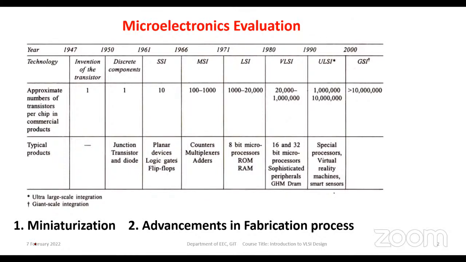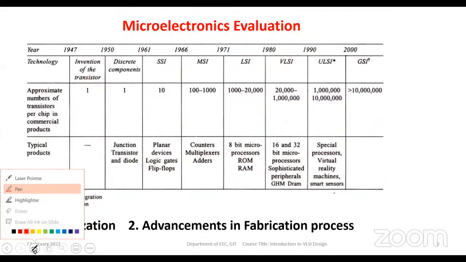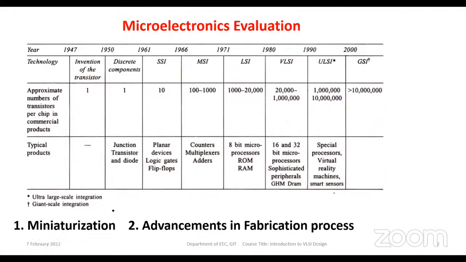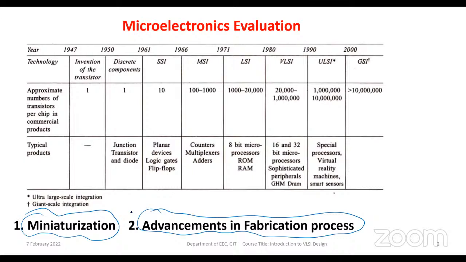So how electronic circuits evolved, starting from invention to making more sophisticated ICs. This microelectronics evolution is possible only because of miniaturization and advancements in the fabrication process. Because of these two things, a tremendous evolution in microelectronics is observed.